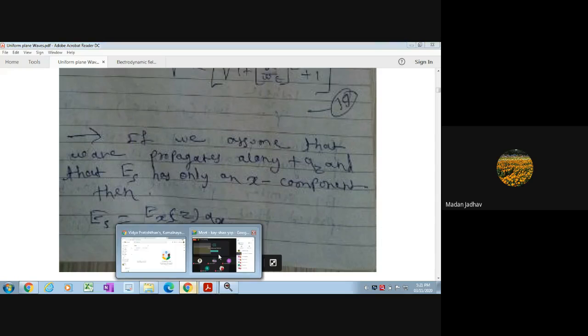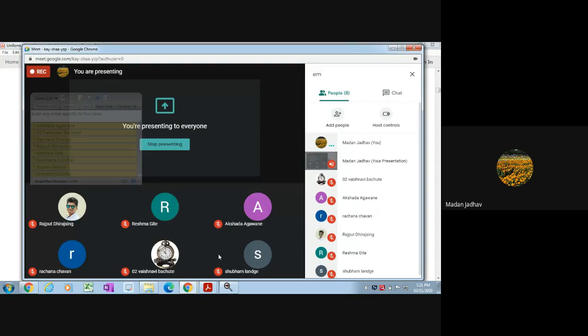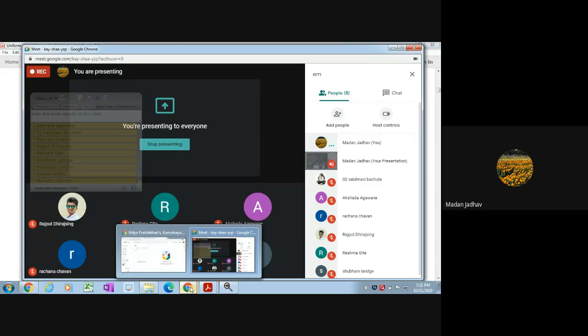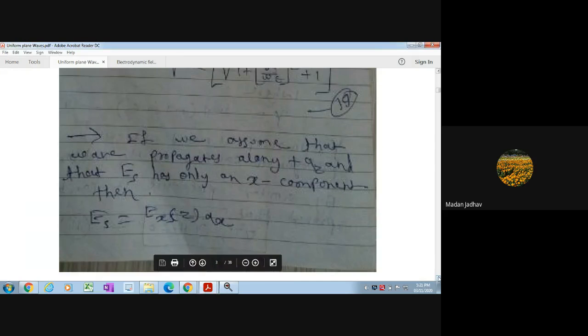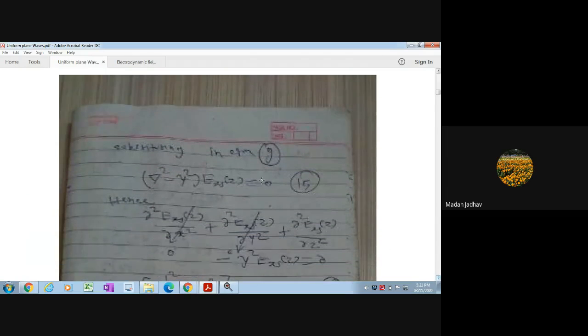Now we will see the equation in differential form. What is the equation for the wave in differential form? We have to remember the equation in vector form first, which is called the vector wave equation. That is del square of Exs minus gamma square Exs. We have taken Exs of z common, so what you get is del square minus gamma square in brackets.